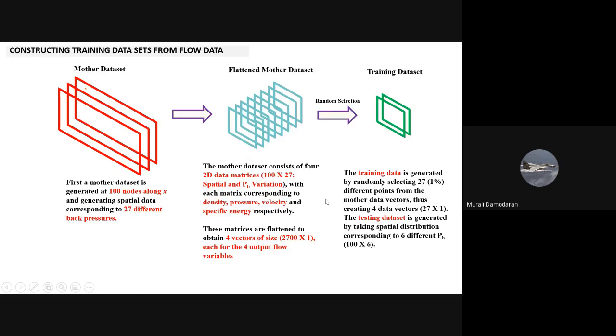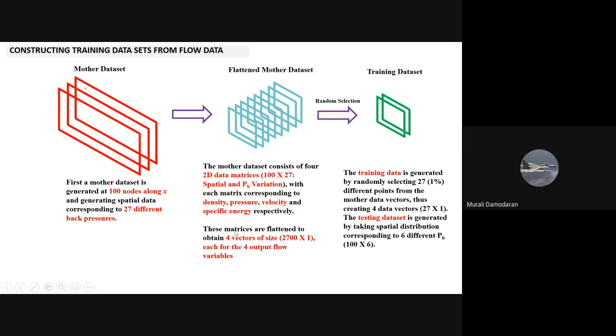So how do you train? Now here I have a mother data set generated at 100 nodes along the x direction. The pressure data is developed for 27 different back pressures, because those are the inputs. And corresponding to that, I have the internal flow field. So the mother data set consists of 100 by 27 spatial and PB variation, and each matrix will contain all these flow variables.